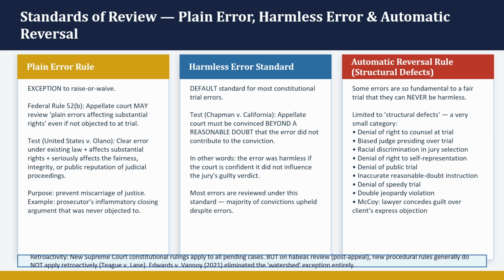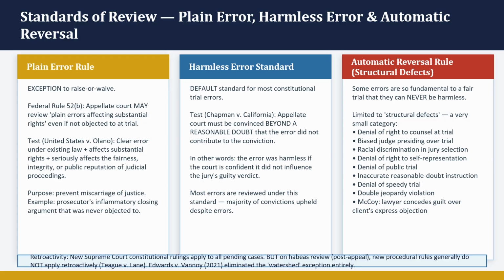The question is not whether the evidence of guilt was overwhelming. The question is whether the error influenced the jury. Many convictions are upheld under harmless error because the court can be confident that the error, while real, did not change the outcome. The automatic reversal rule is the narrowest category, but the most powerful remedy.